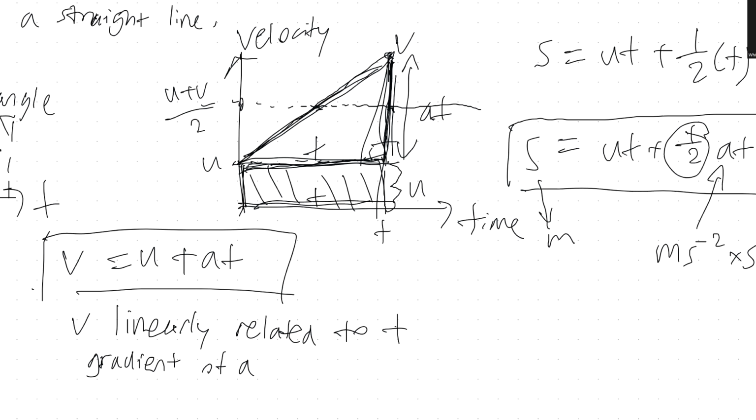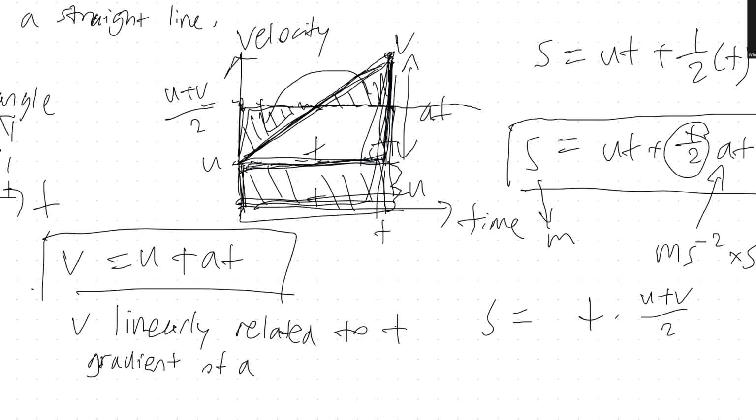And the area of this particular rectangle here is actually equal to the area of this trapezium, because the area of this segment here is equal to the area of this segment here. So you can visualize shifting this area down to this part here and creating this rectangle of a length of t and a height of u plus v over 2. And so therefore, we can say that our displacement can also be written in this form. So u plus v over 2 is what we call the average velocity.